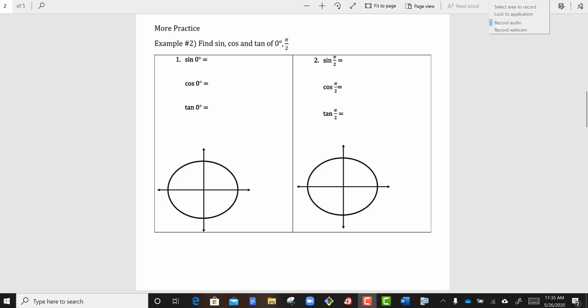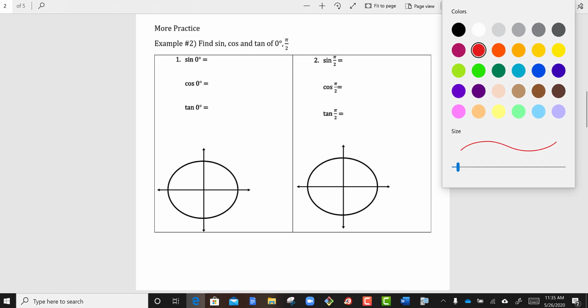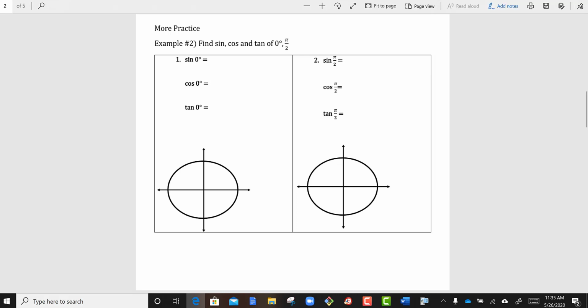All right, so let's work out some more examples from the unit circle. Example 2, we want to find sine, cosine, and tangent of 0 degrees and pi over 2. So 0 degrees, of course, would not really be any angle at all. It would just be this line straight out on the x-axis. Since we're talking about the unit circle, the radius is always 1. Think about what the coordinates for this point would be right here. The x-coordinate would be 1, the y-coordinate would be 0.